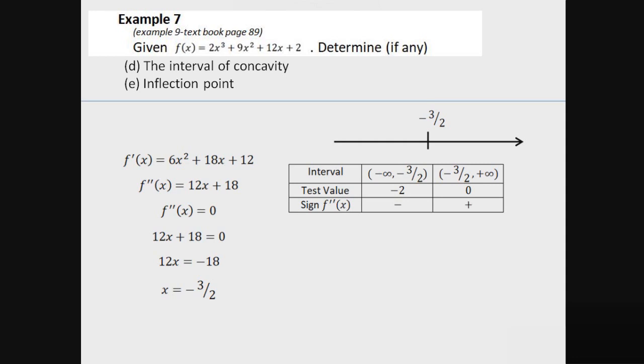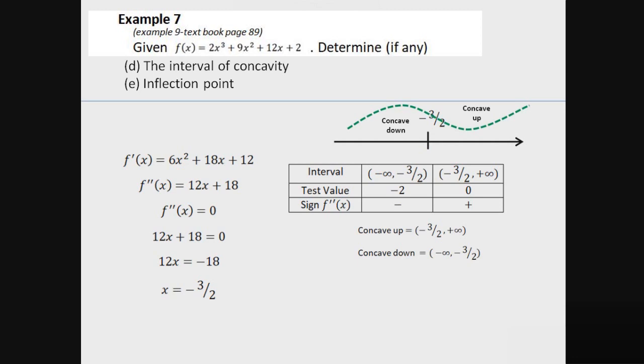Okay, so we know that it is concave down at the first interval and concave up at the second interval. We always have to note that if the sign of f double prime x is a negative value, it means that it's concave down. If the sign of f double prime x is a positive value, greater than 0, it means that it's concave up. So as a conclusion, concave up is negative 3 over 2 up to positive infinity, and concave down is negative infinity up to negative 3 over 2.